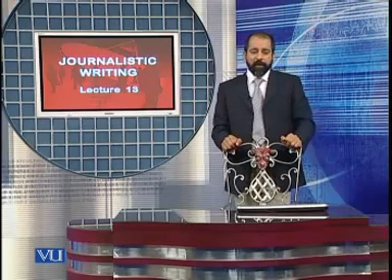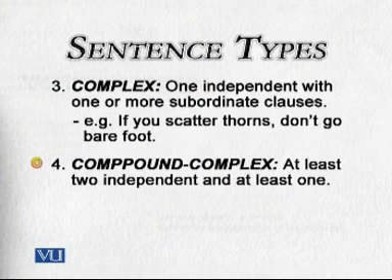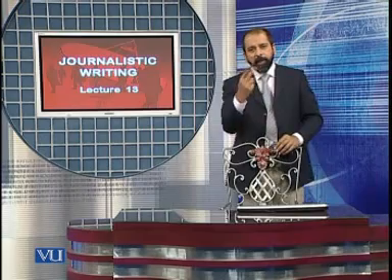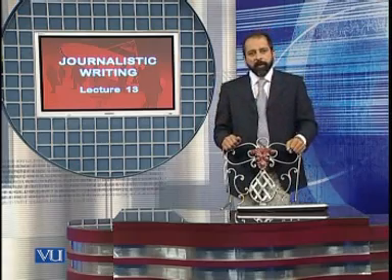The last of the sentence types, which is what? Compound complex. Now, compound complex means two independent clauses and at least one dependent clause. Compound complex, why do we call it? Because it contains the features of complex also and compound also. And compound's definition is what? Two independent. Complex is what? One independent and one dependent. So two independent, add one dependent, it becomes compound complex.